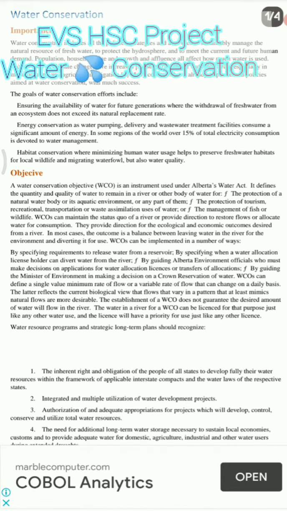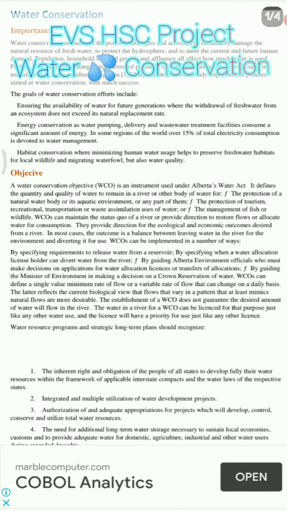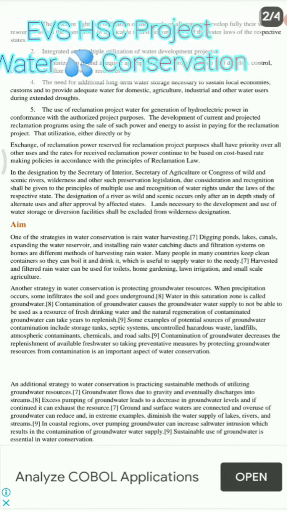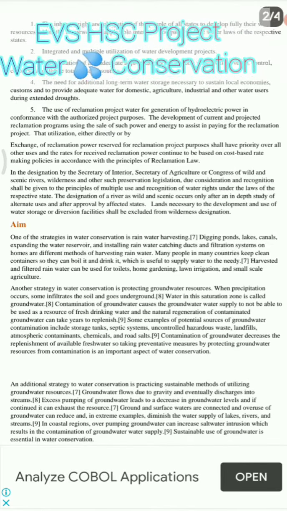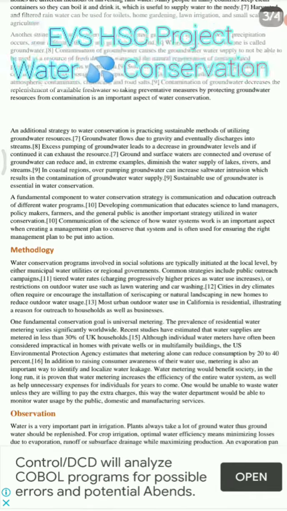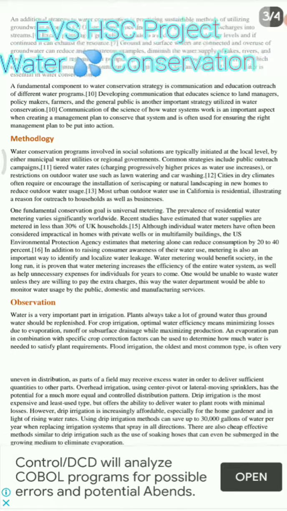After that you need to write the objective. What is the objective behind your project? So after objective you need to write the aim. So what is the strategy, what is the aim of your project? After that you have to write the methodology which you are going to use.